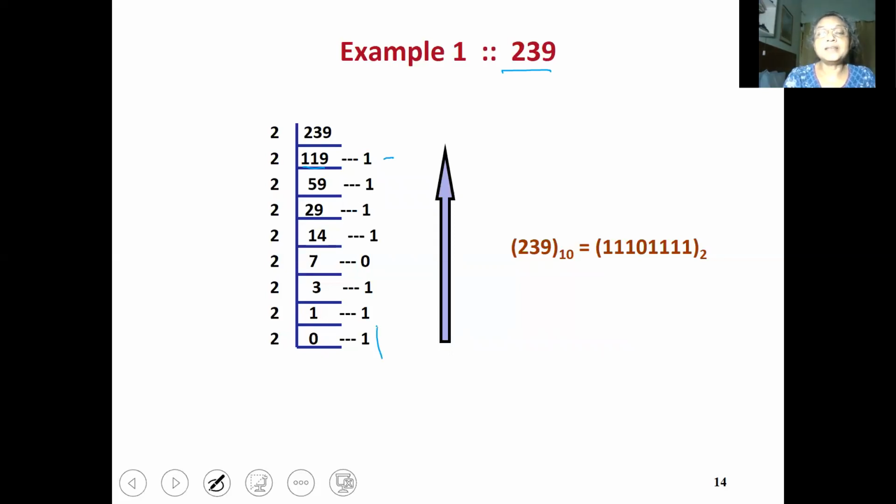Now, these are the remainders that we have obtained, and we write them in the reverse order, so that this is the rightmost bit and this is the leftmost bit. If we write it this way, 1, 1, 1, 0, 1, 1, 1, 1, this gives us the binary representation of this number.